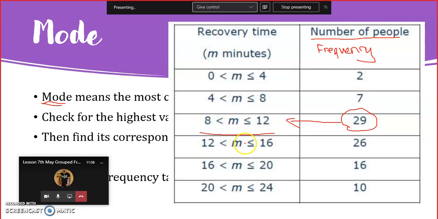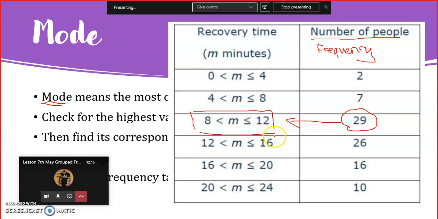So between 8 and 12. That means the recovery time between 8 and 12, or you can just write this whole thing down: 8 smaller than m, smaller than or equal to 12 is our modal class. So this will be our modal class.